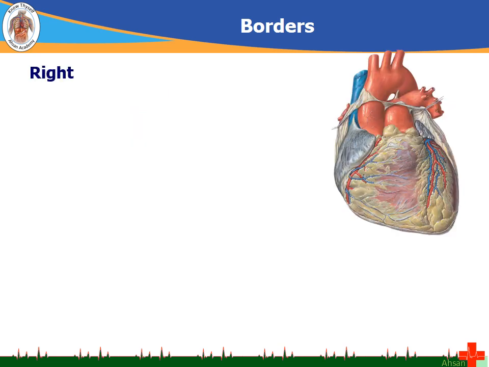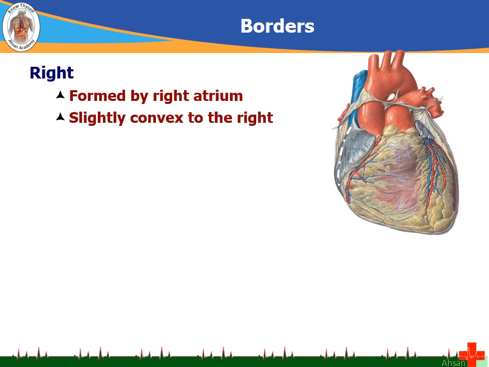The right border is formed by the right atrium. The white dotted line in the figure indicates the right border. It extends from the superior vena cava opening to the inferior vena cava opening. It is slightly convex to the right, and often it is known as the right surface of the heart.